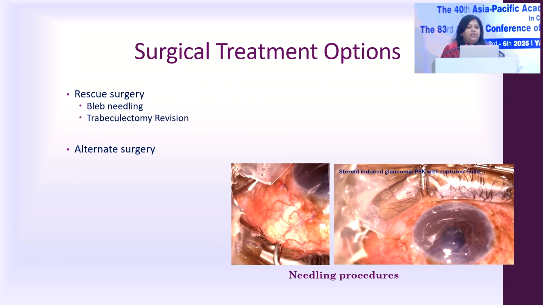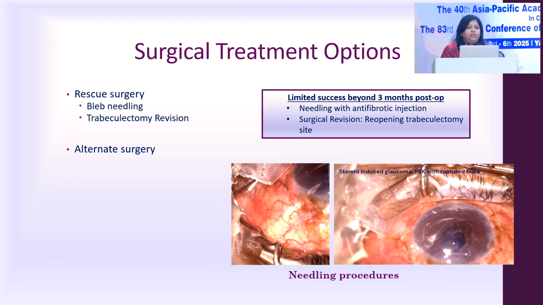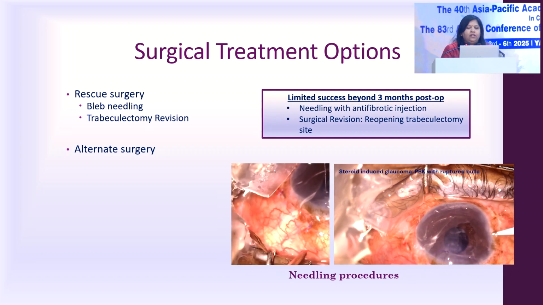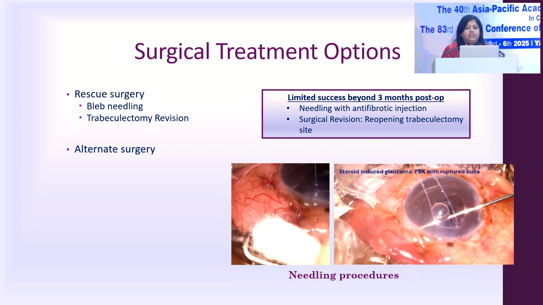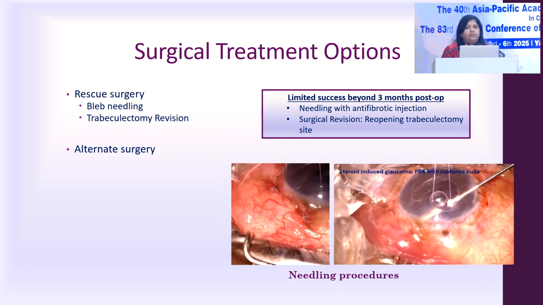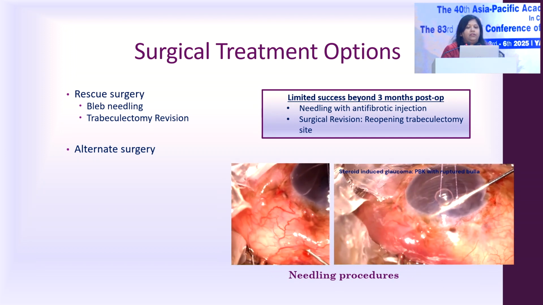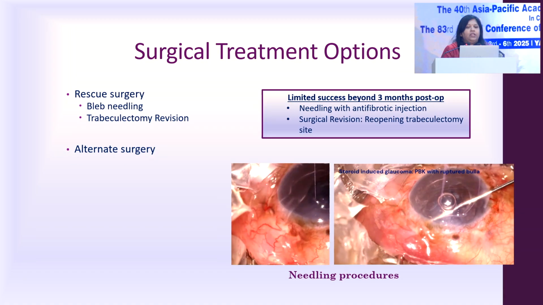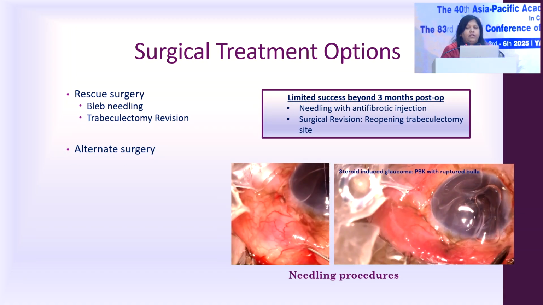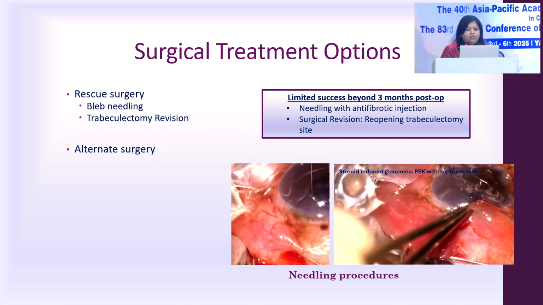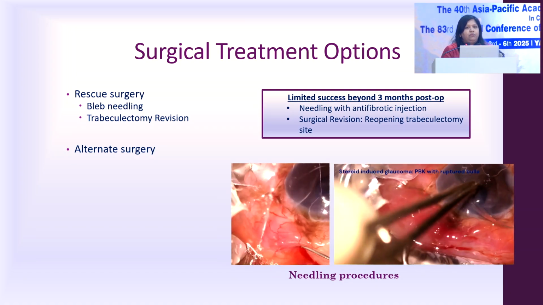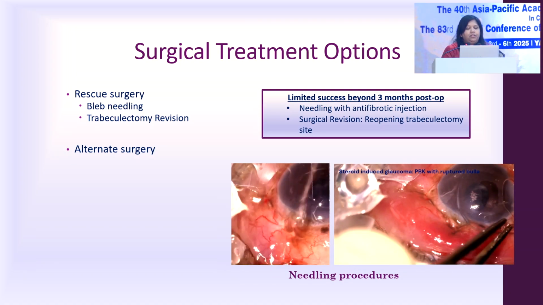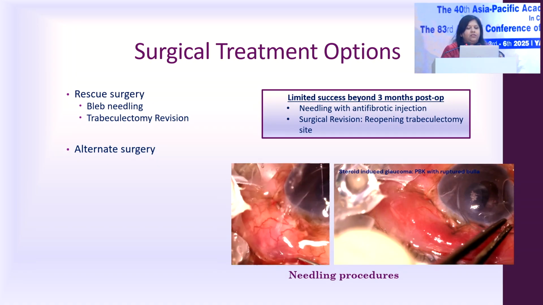Surgical treatment. So we have rescue surgery, that is bleb needling, or a trab revision. Again, both the bleb needling procedures have a limited success beyond 3 months post-operative. So it is better to go in for a bleb needling as soon as possible. They will require an antifibrotic injection, as Dr. Kavita just showed. Or one can reopen the trab site and remove the episcleral fibrotic tissue. But again, beyond 6 months, these things don't work.